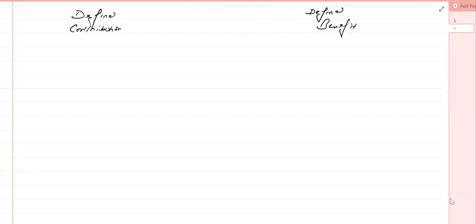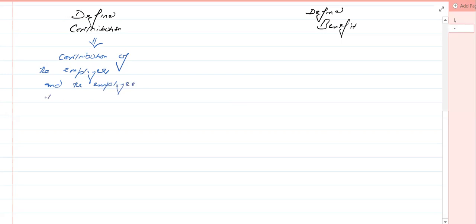Now, when you talk about the defined contribution, as the name suggests, this is the contribution being made by the employer and the employee towards the pension plan. Now, this sort of arrangement is usually common within the private sector. And the defined contribution is that the contribution is defined in the remuneration policy.